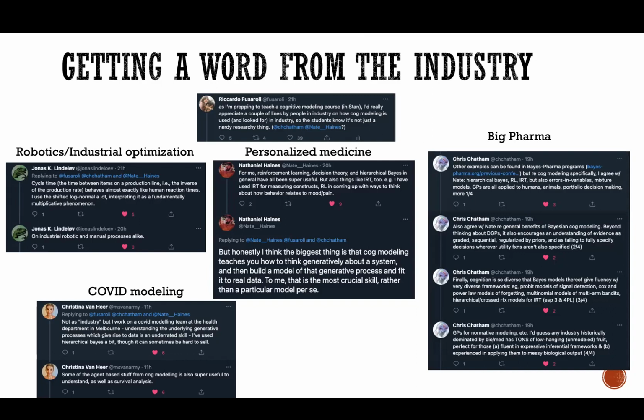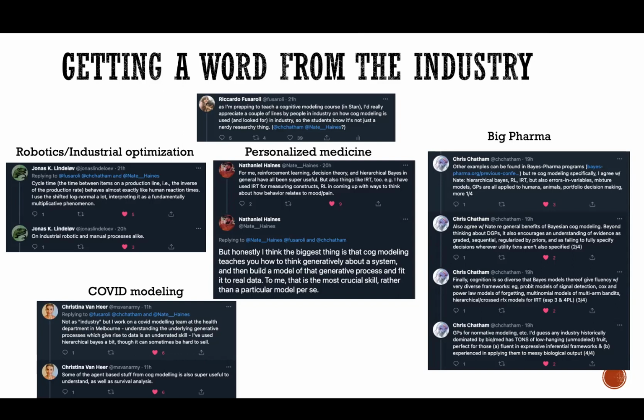I agree with Nate: hierarchical-based reinforcement learning, item response theory, but also errors-in-variables, mixture models, Gaussian processes are all applied to humans, animal, and portfolio decision making. That is, things that you work on at that time: how do humans behave as you give them different treatment, how do animals behave as you give them different treatment, how to make decisions given limited resources about what to invest on as a company are all things where you can apply these techniques.